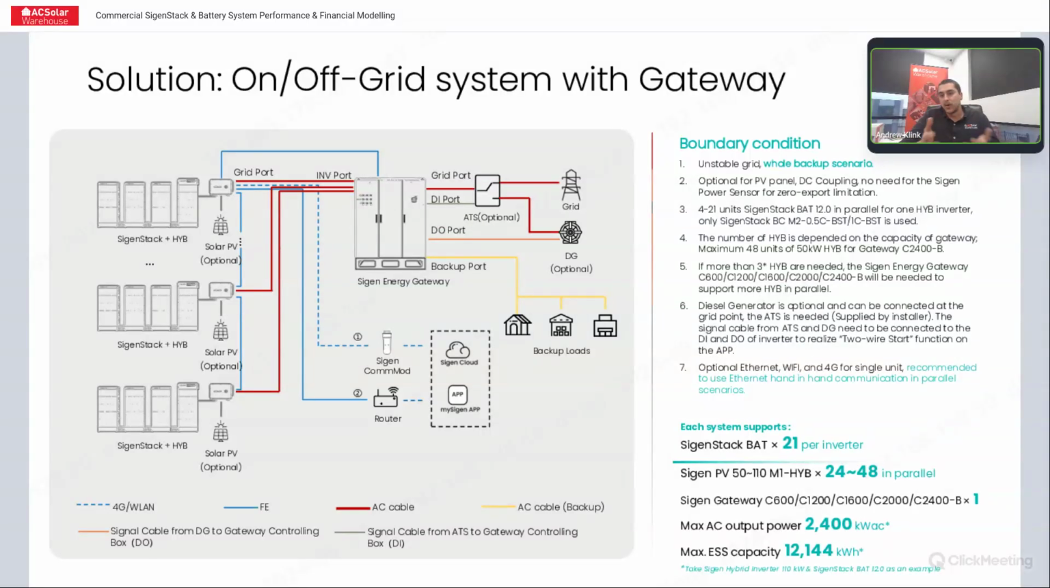And then this is quite a similar example here, but instead of the generator being connected to the smart port, we've just got a similar setup with the ATS and the generator, so that if there's a blackout, it'll change over to the generator supply, and you can draw any backup power you need from the generator through the grid port of the gateway.